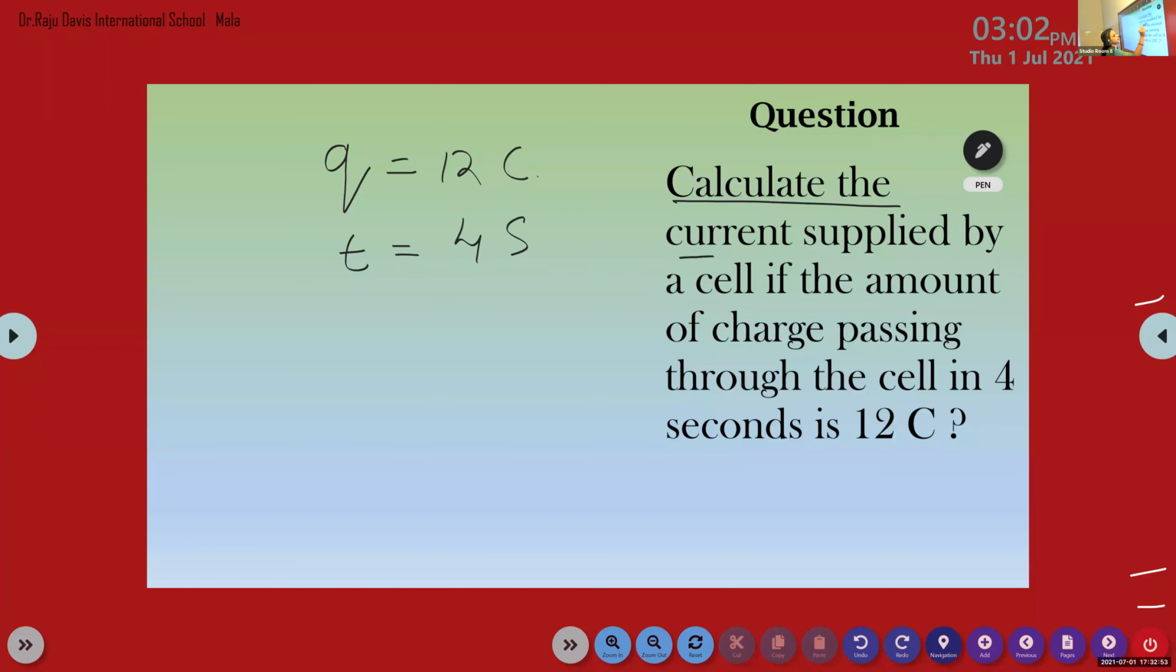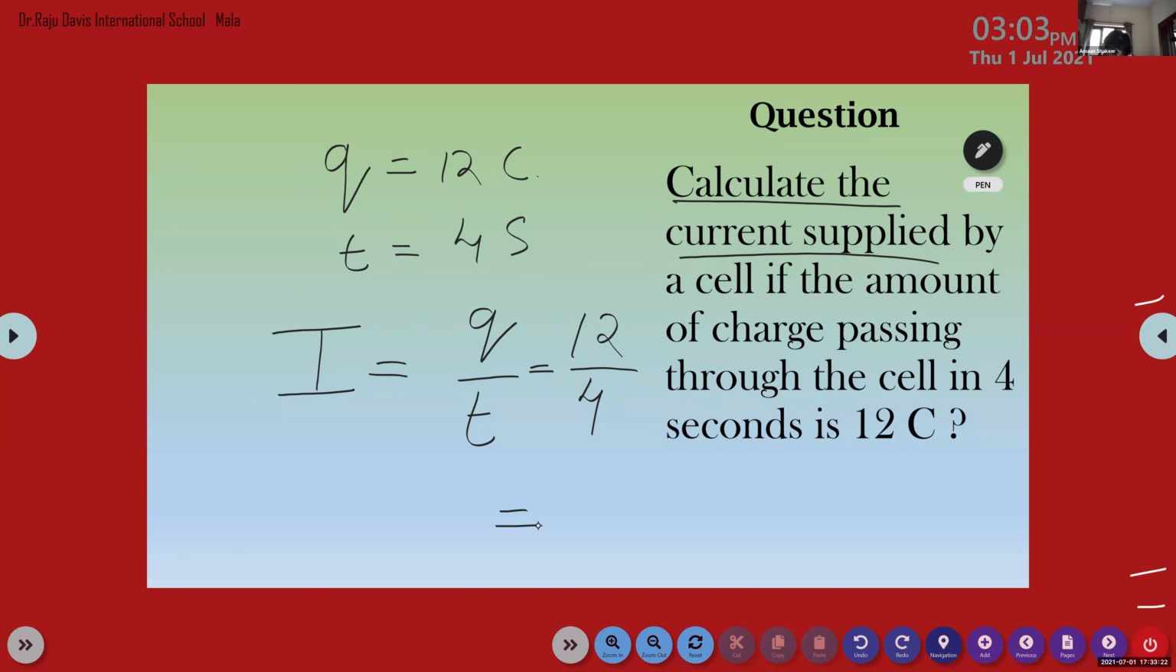Calculate the current. How can we calculate the current? What is the equation? I is equal to Q by T. Yes, I is equal to Q by T. Substitute the values. Here the charge Q is 12 divided by the time T, which is 4. So 12 divided by 4. What's the answer? 3.